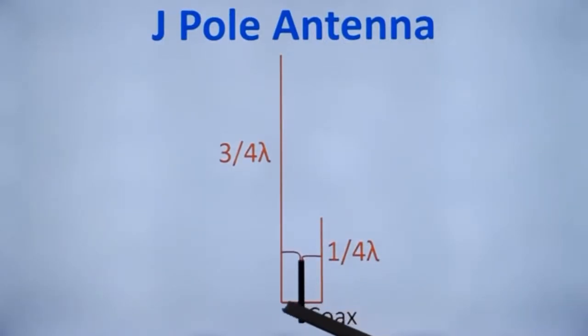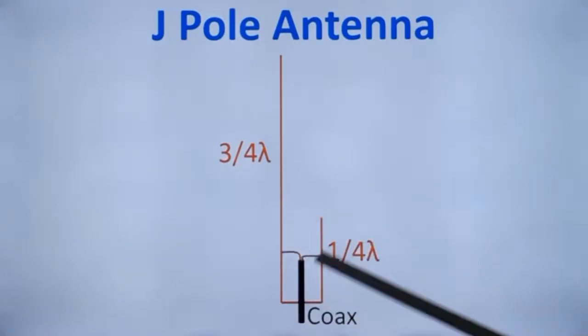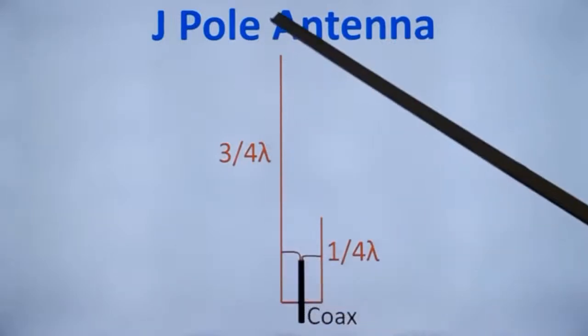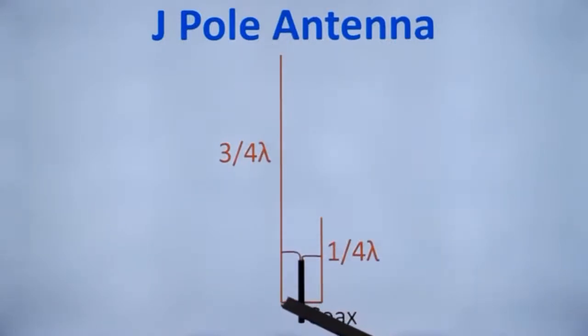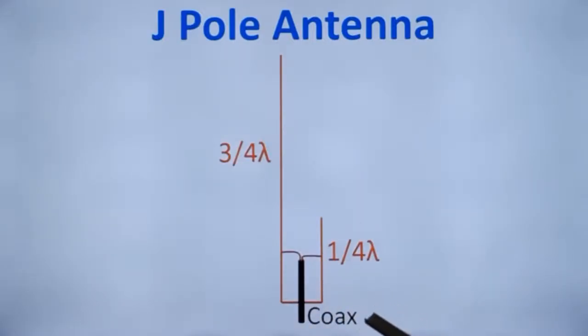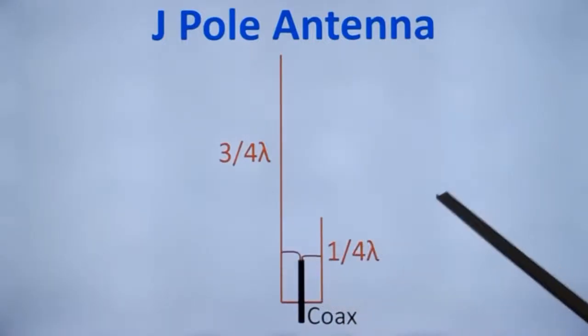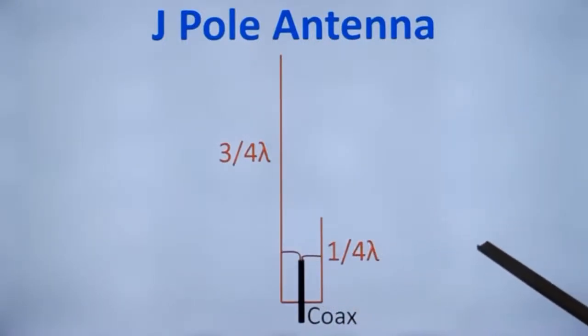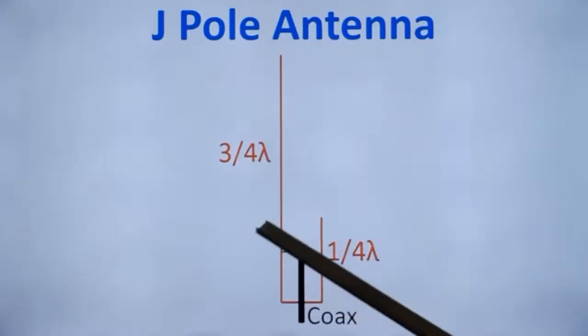This region between the two elements, between the shorting stub and the matching stub and the main element, should be less than 2% of the wavelength. And the whole assembly should be away from conducting material. You should not have metallic structures near this.